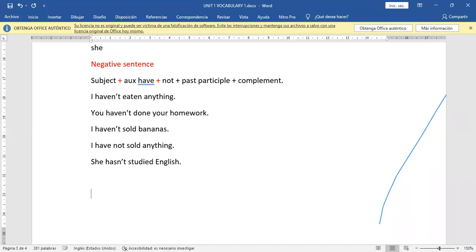Different. How do you say "no vendí nada"? Or "ella no vendió nada". How do you say it in English? She hasn't sold anything. "Ella no ha vendido nada." "Ella no vendió nada." Different. She sold. "Ella no vendió nada. Ella no ha vendido nada." She hasn't sold anything.